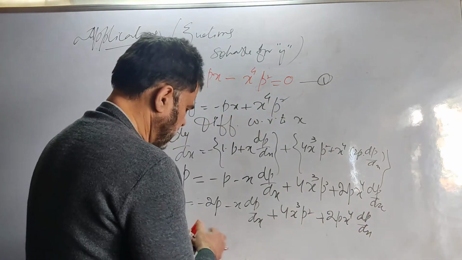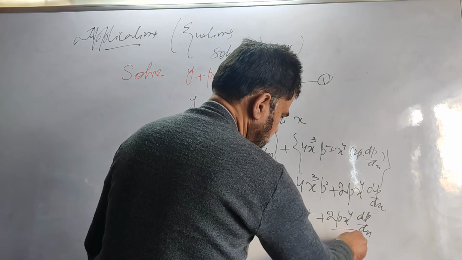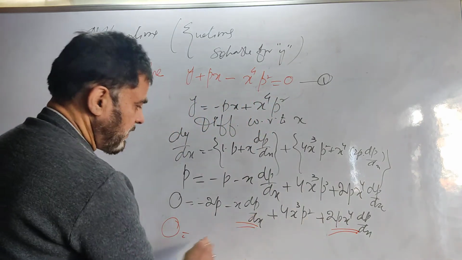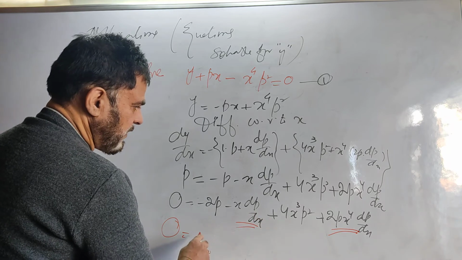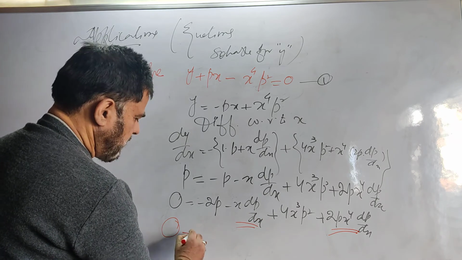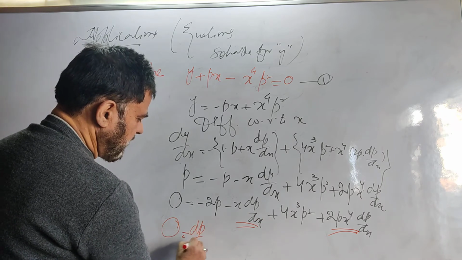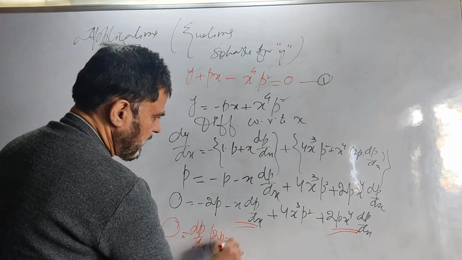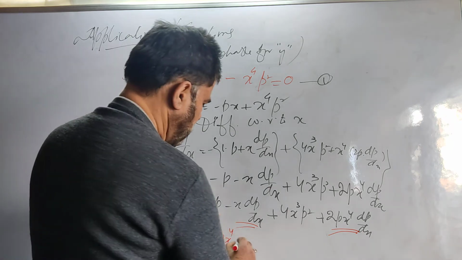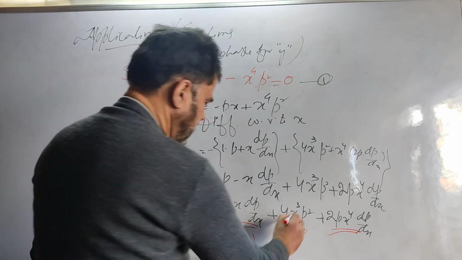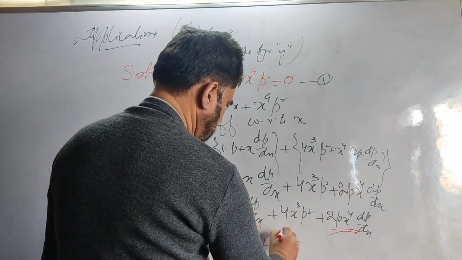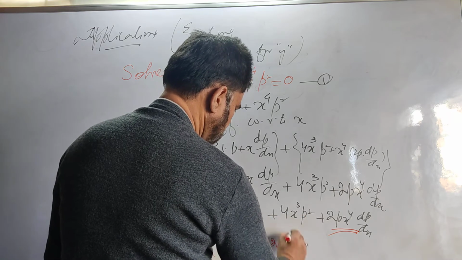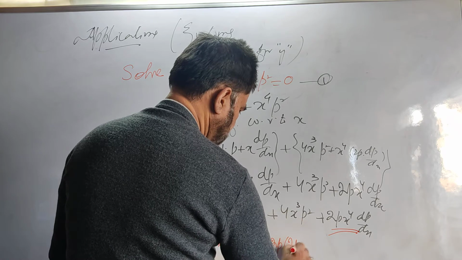Let me connect this with this. This is 0 is equal to, you can take dp by dx common. It is your 2p x^4 minus x. Then here you can take plus p common. Take 2p common. This is 2p x^3.